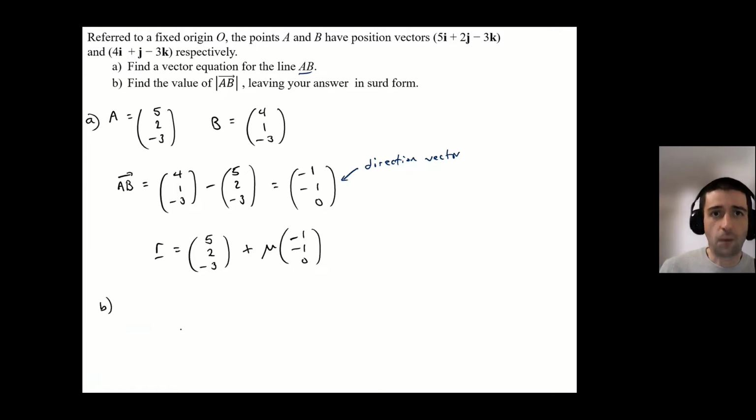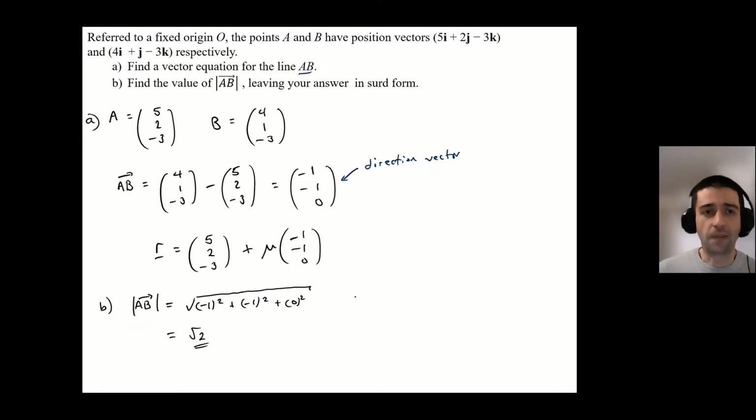Part B then, we're being asked for the magnitude of AB. So what is the length of the line from A to B? Now I already have the vector A to B as (-1, -1, 0). So all I need to do to find the length of that is to crack out Pythagoras in 3 dimensions. So negative 1 squared plus negative 1 squared plus 0 squared, all square rooted. And that comes out as the square root of 2. So that is the distance A to B.